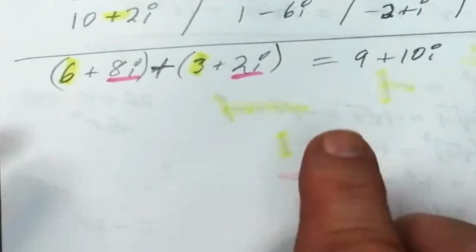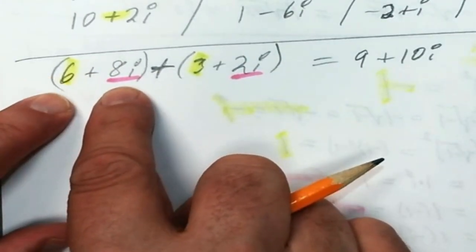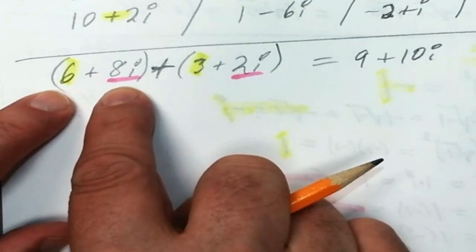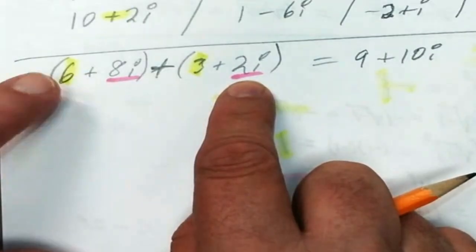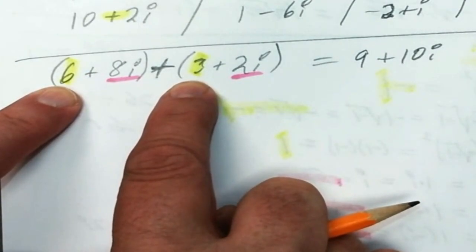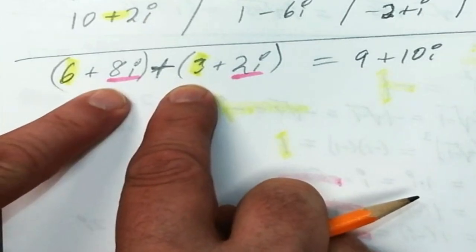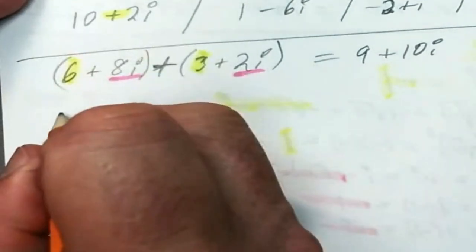It's very, very simple as long as you don't try to add and say this is 14i. This is not 14i. This is not 5i. You can only add the real numbers to other real numbers. You can only add imaginary numbers to imaginary numbers. And it works the same with subtraction.